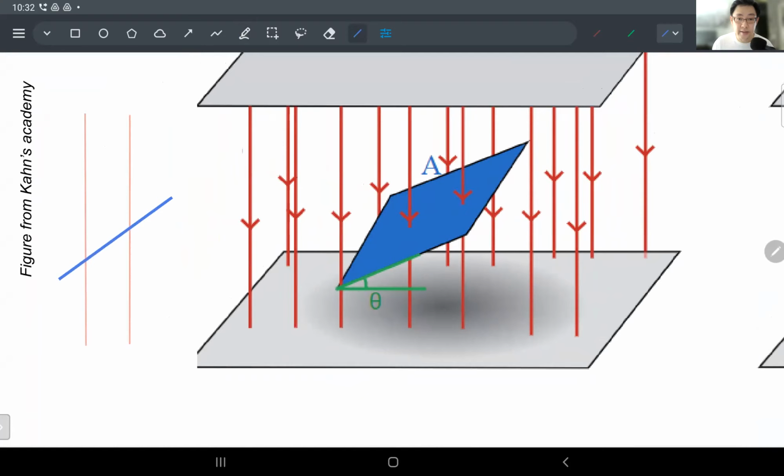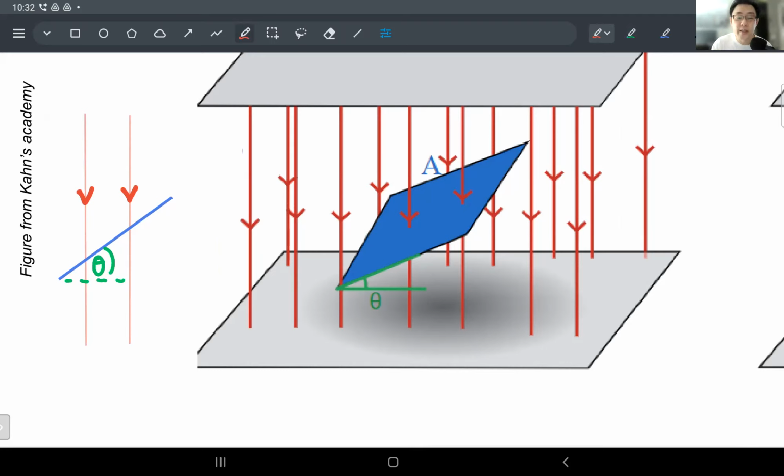Yeah, does that make sense? All right, so this is a side view of the scenario that you're looking at over here. There you go. That's a side view. So electric field pointing down, but your area is actually making some angle with it. In this case, it's given to be theta.